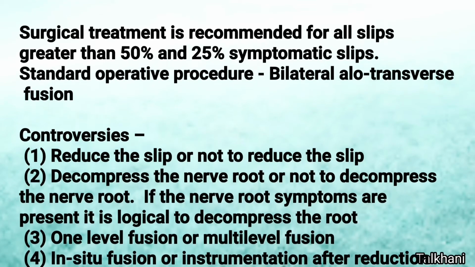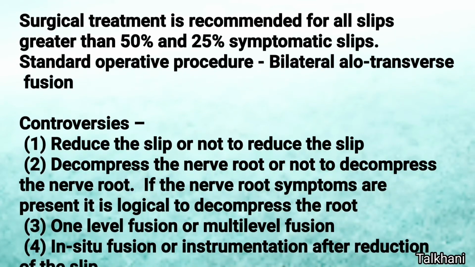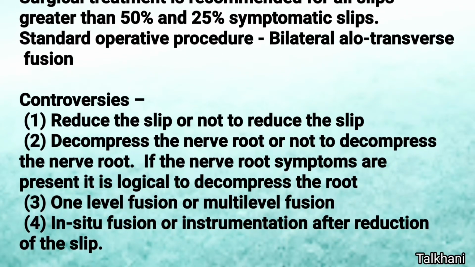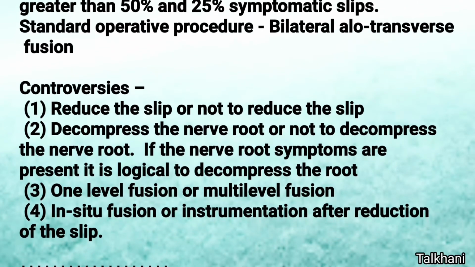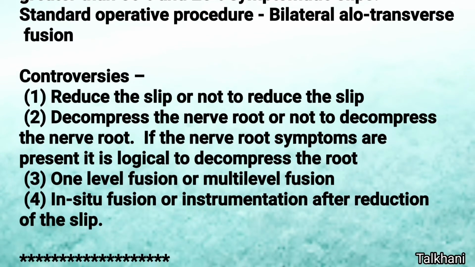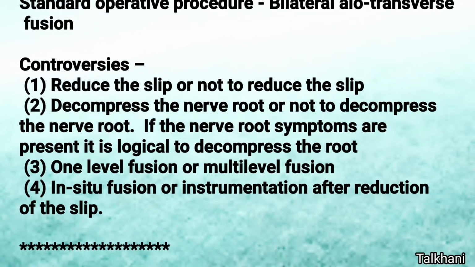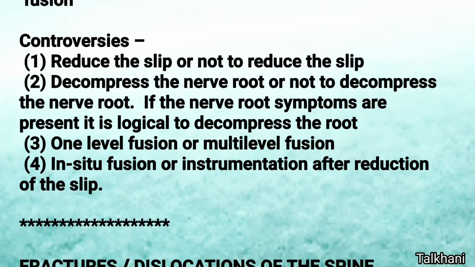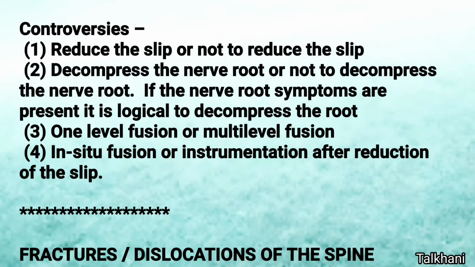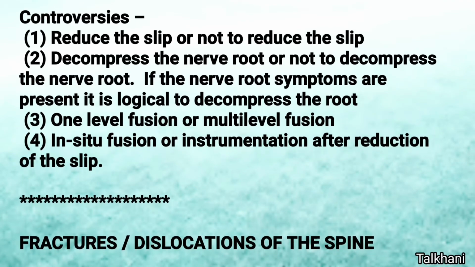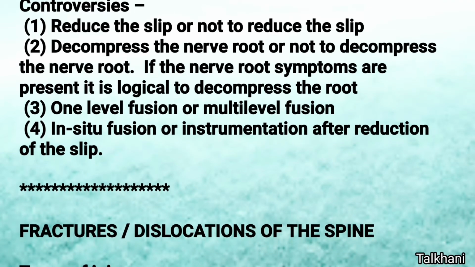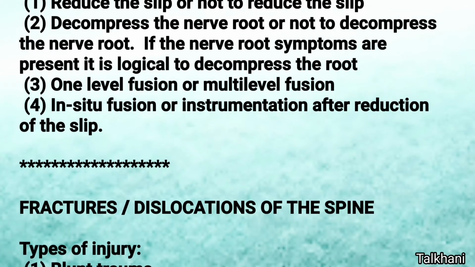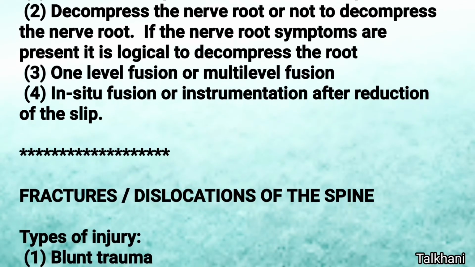Controversies in the treatment of spondylolisthesis are: number 1, whether to reduce the slip or not to reduce the slip. Number 2, whether to decompress the nerve root or not to decompress the nerve root. If the nerve root symptoms are present, it is logical to decompress the nerve. Number 3, whether one-level fusion or multi-level fusions. Number 4 is whether in situ fusion or reduction, instrumentation and fusion.